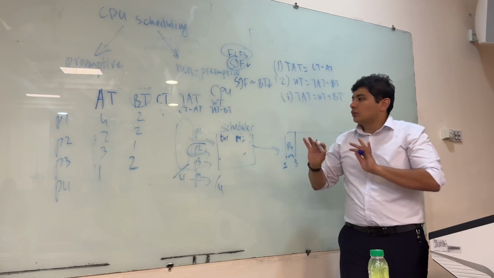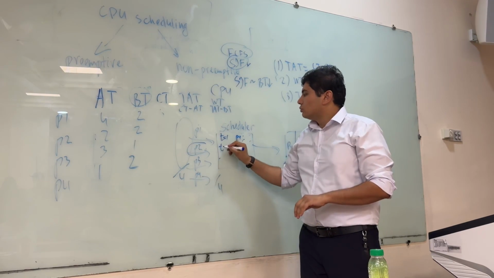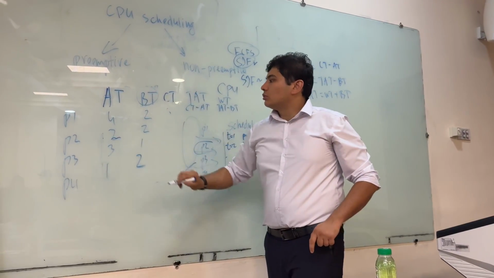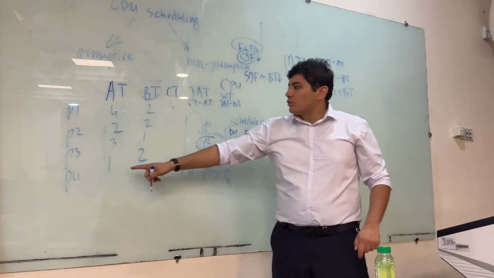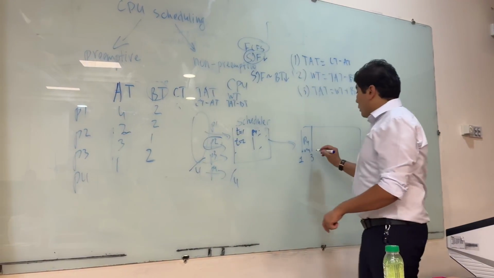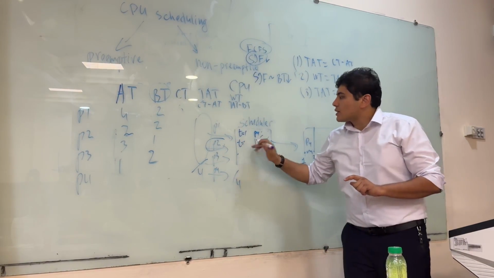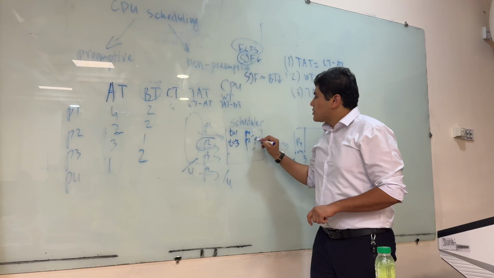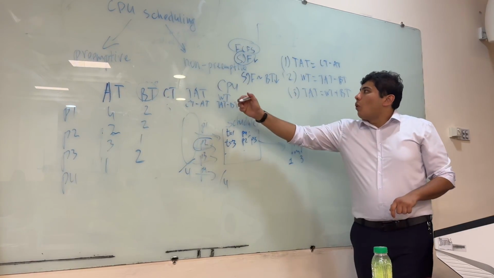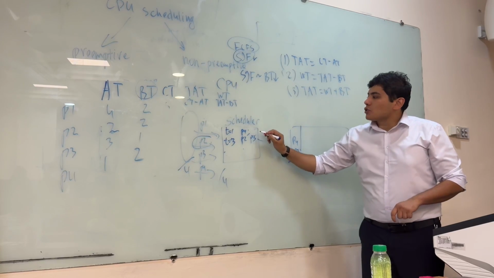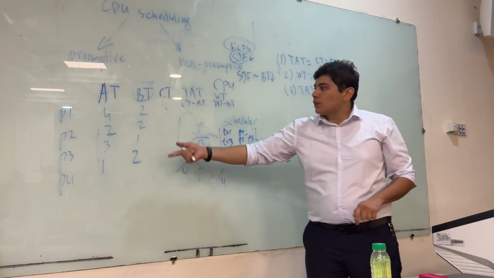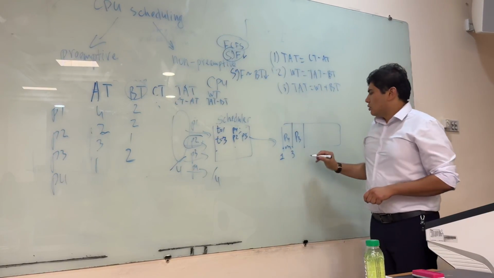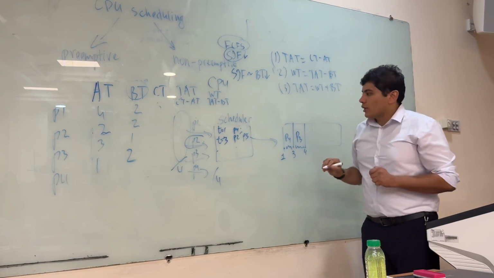So P4 is done. And then when time is 2, we have P2. By the time it is 3, right now we have P2 and P3, right? So what does SJF mean? Out of the available processes, choose the one with the least burst time. Who has the least burst time? P3. How long? It simply means 4, right? Now P3 is gone.